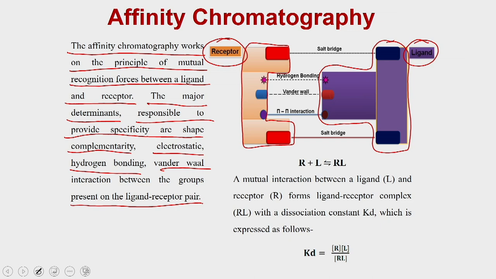So you can imagine that because of the unique shape of the receptor and the complementary shape of the ligand, these two molecules come together. Then the groups present on the ligand have corresponding groups present on the receptor, and that is how these two groups form hydrogen bonds, van der Waals interactions, strong pi-pi interactions, as well as salt-bridge interactions, and all these interactions are exclusive. They provide the specificity in the system.